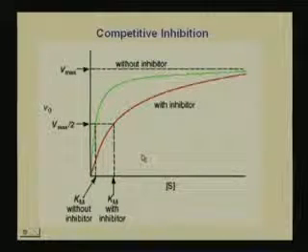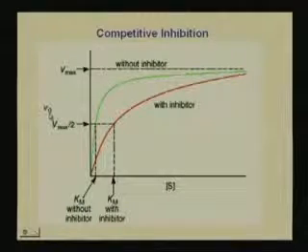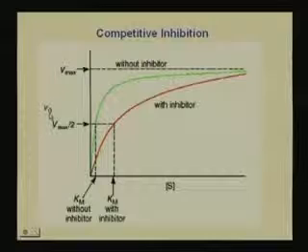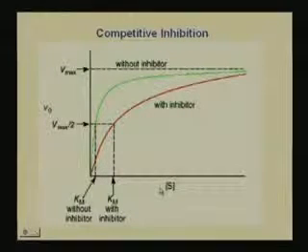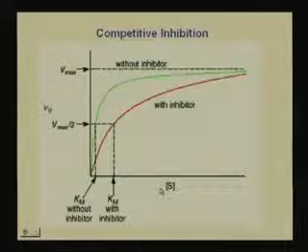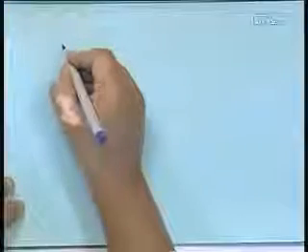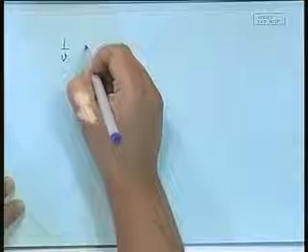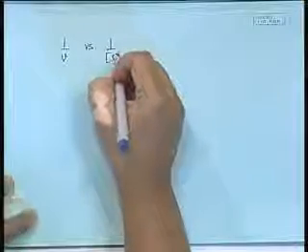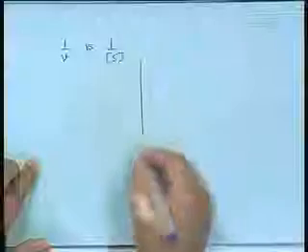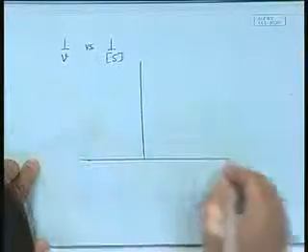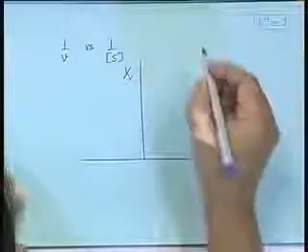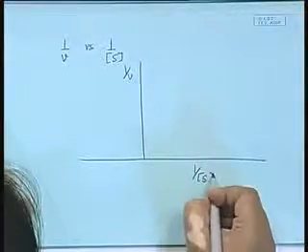Okay? Now how does this change our Lineweaver-Burk plot? What is the Lineweaver-Burk plot? We have 1 by V0 versus 1 by S. Let's work on that now. So I have now 1 by V versus 1 by S.